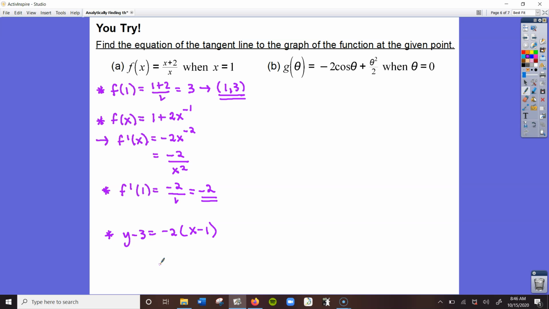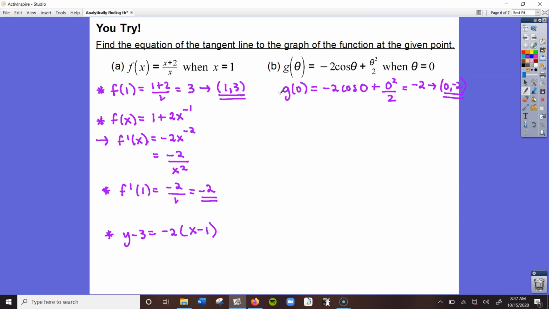Moving on to this next one, we have g of theta is equal to negative 2 cosine theta plus theta squared over 2. And we want to find the equation of the tangent line when theta is equal to 0. So theta is just another variable like x. So first I'm going to find g of 0. So when I plug in 0, I get negative 2 cosine of 0 plus 0 squared over 2. The cosine of 0 is 1. So g of 0 is equal to negative 2 times 1, so negative 2 plus 0, meaning that my coordinate is (0, negative 2).